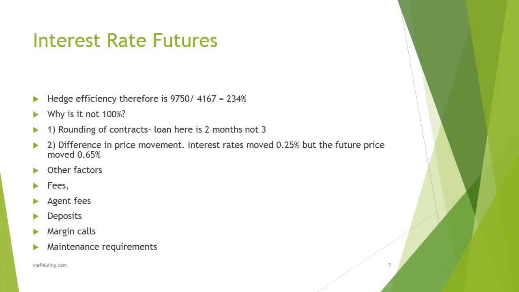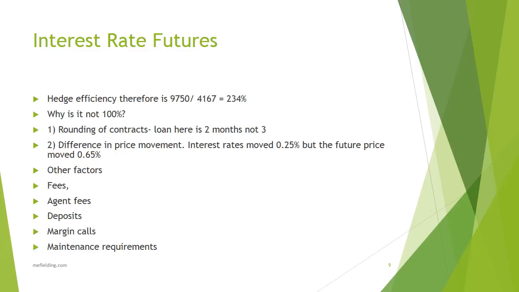The second thing here is the difference in price movement, and that's what's really hit this thing. Interest rates only moved 0.25%, but the futures price moved 0.65%. That's a big, big movement in a futures price over 2 months, actually. I have to be honest, I stole this question from another training company. And that's a big, big movement. You wouldn't expect to see that kind of difference in a 2-month period, you would hope.